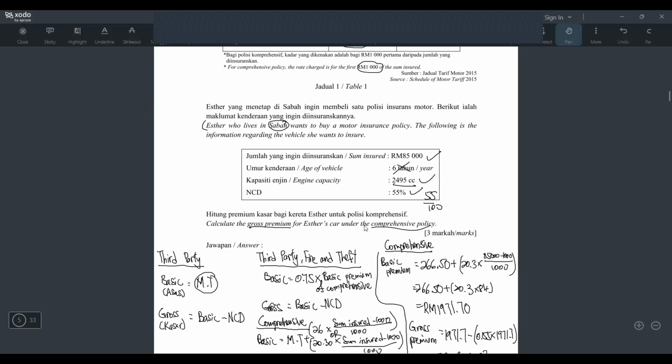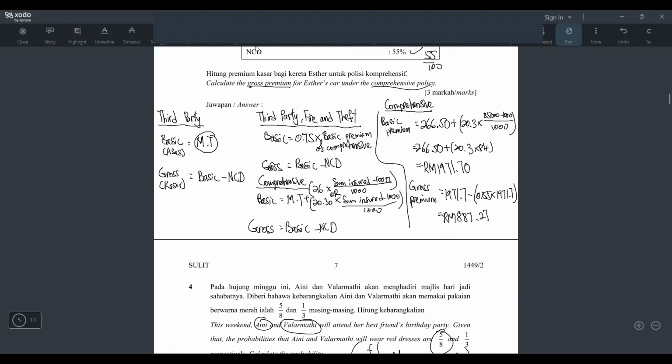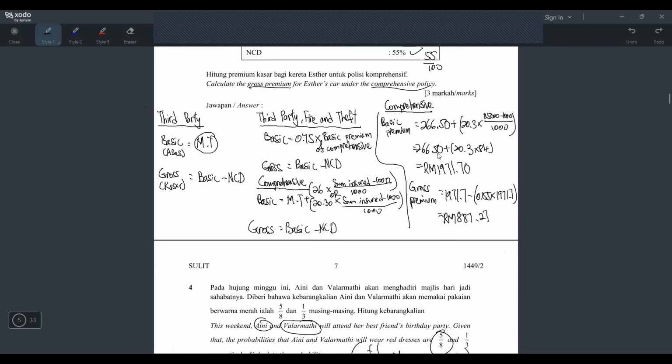And then they say calculate gross premium for comprehensive. This one is different because they never give me the basic premium. So you actually have to look at the motor tariff. I don't want you to focus on the soalan, just focus on my nota. This is the working, don't look at it, just look at this.